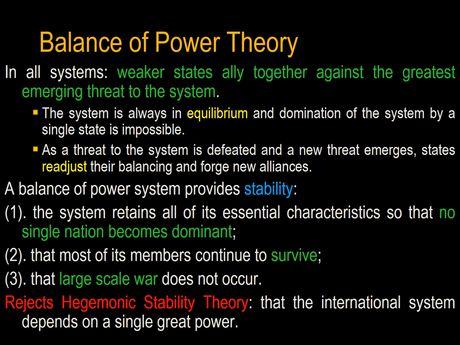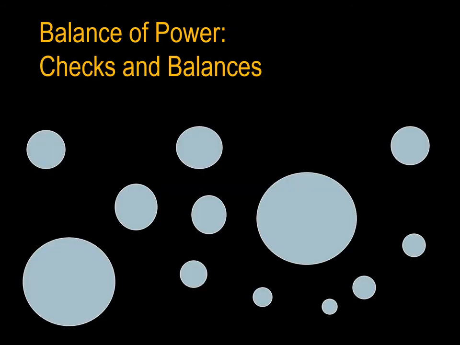A balance of power system provides stability in three ways. One, the system retains all of its essential characteristics of governance, like the laws of commerce and international institutions, so that no single nation becomes dominant. Number two, that most of the members continue to survive. Number three, that large-scale war does not occur. Now, this rejects an assumption that we're going to see in a later lecture.